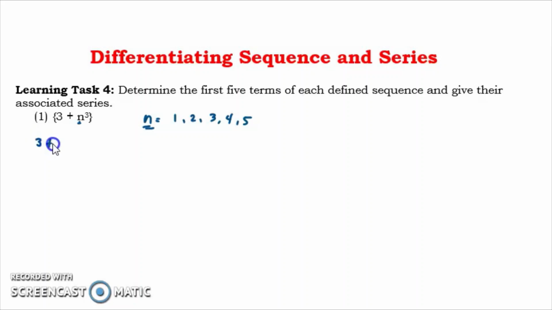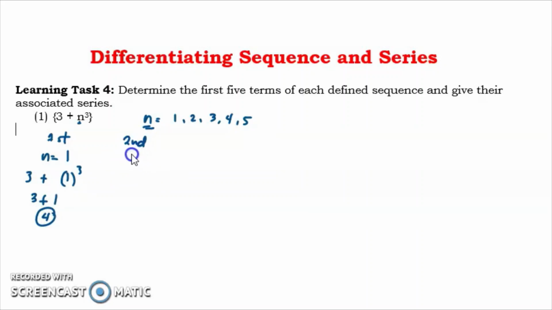So, 3 plus yung n magiging, lagyan natin ng label. O, first term. So, you have n equals 1. So, yung n mo dito magiging 1, ha? So, 3 plus 1 raised to 3. So, 3 plus, what is 1 raised to 3? 1 lang yan. So, 3 plus 1, you have 4. So, yung first term mo, 4 siya.